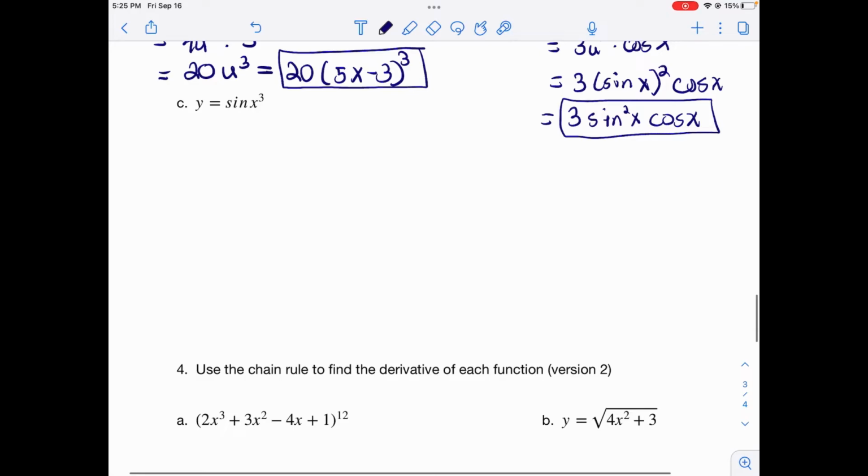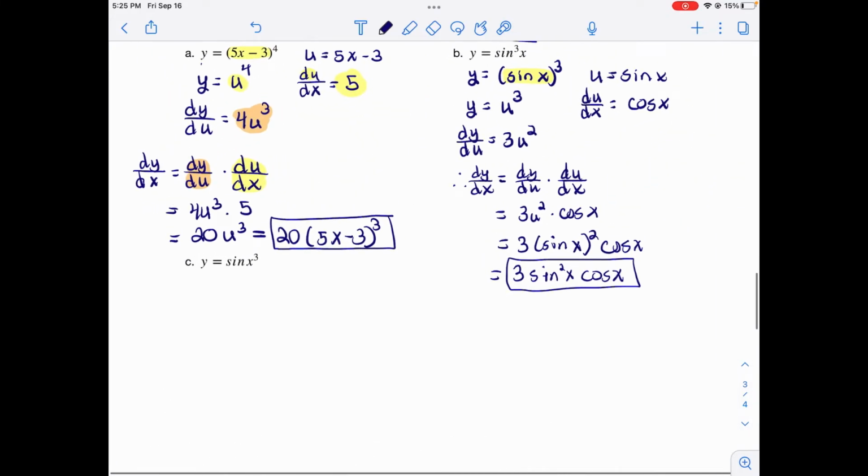Okay, the last example. I chose this one because it's very similar to the other one. I want to make sure you know the difference between b, which is y equals sine cubed of x, and c, which is y equals sine of x cubed, because this time my inside function is the x cubed. It's inside the trig function. So the derivative of u with respect to x is going to be 3x squared. And so y is equal to sine of u.